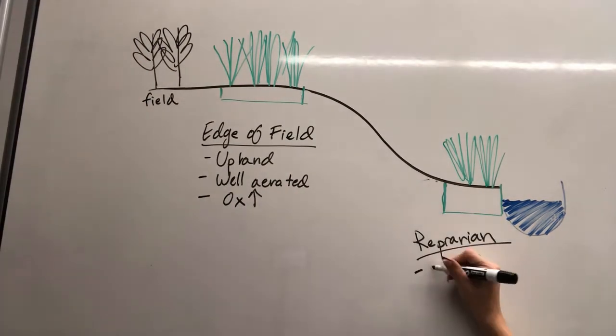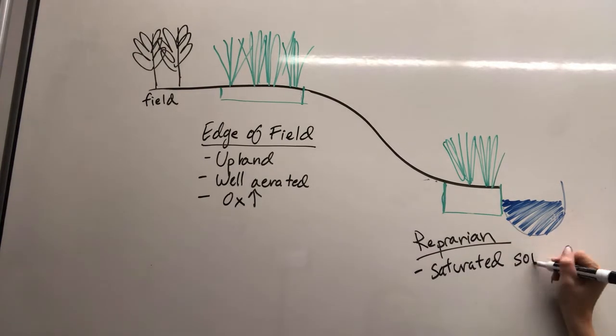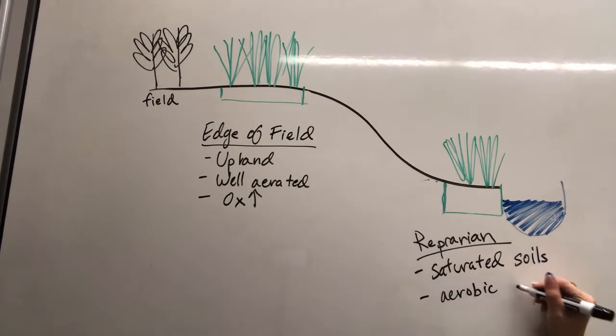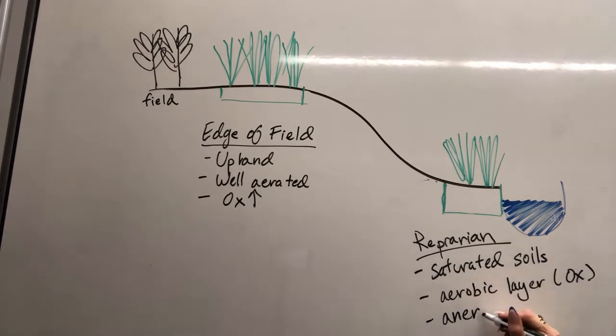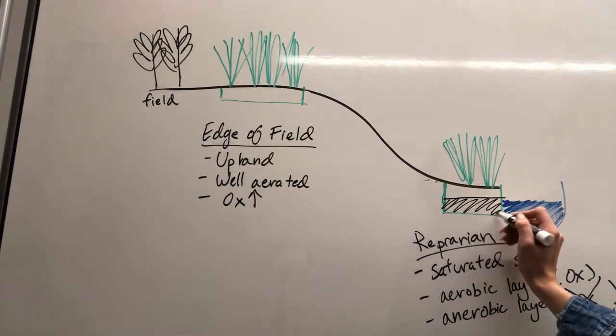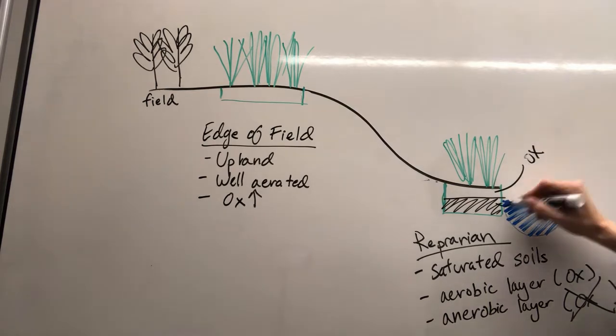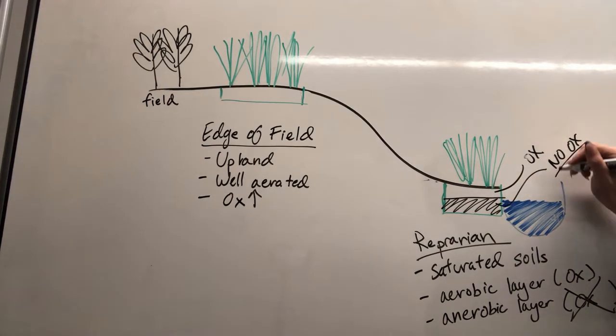The second is a riparian buffer. These are found bordering bodies of water, such as a pond or a river. Because of their proximity to water, some of the soil will be saturated. Riparian buffers have areas of both aerobic environments and anaerobic environments.